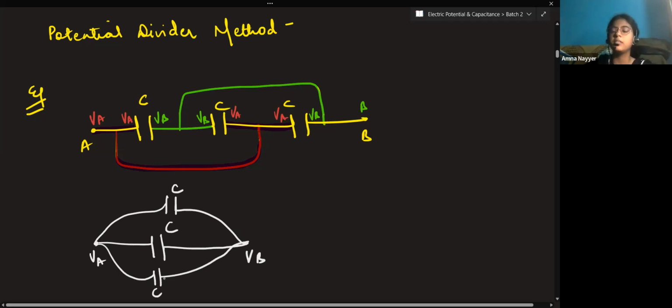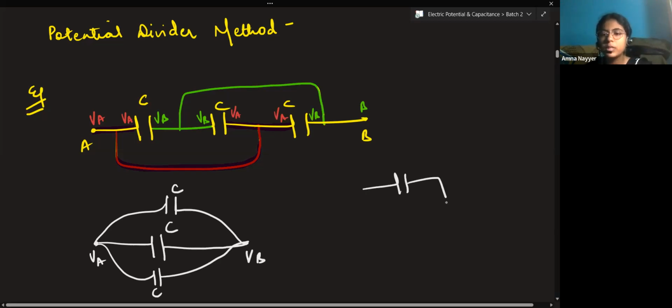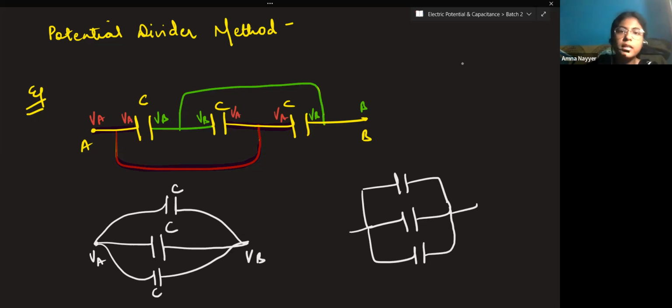Join it with VB and VB. If you redraw it properly, you will see that it is nothing but a combination of 3 capacitors connected in parallel. So it means this whole circuit was connected in parallel. Yes, Fatma, it is connected in parallel.